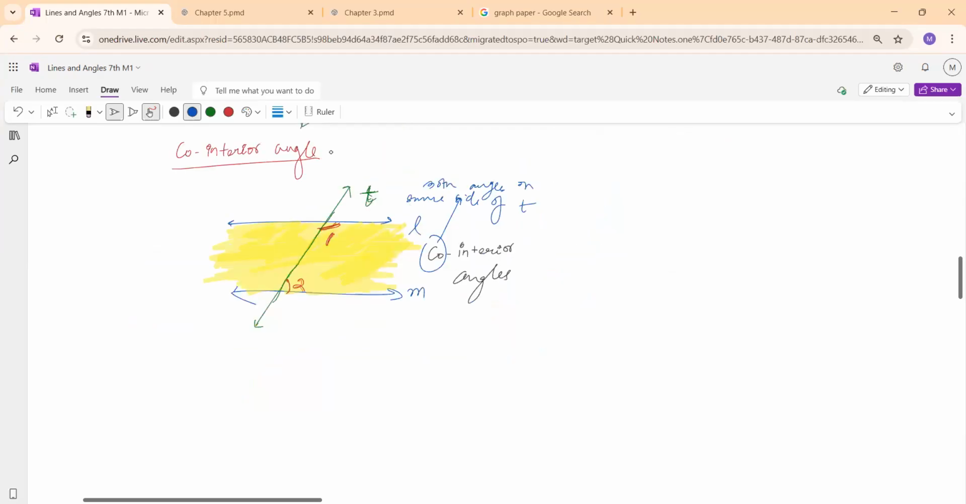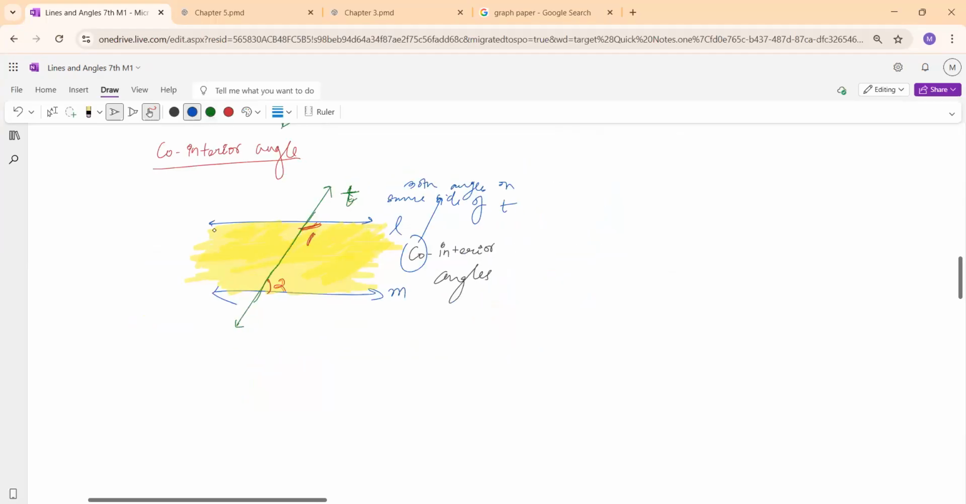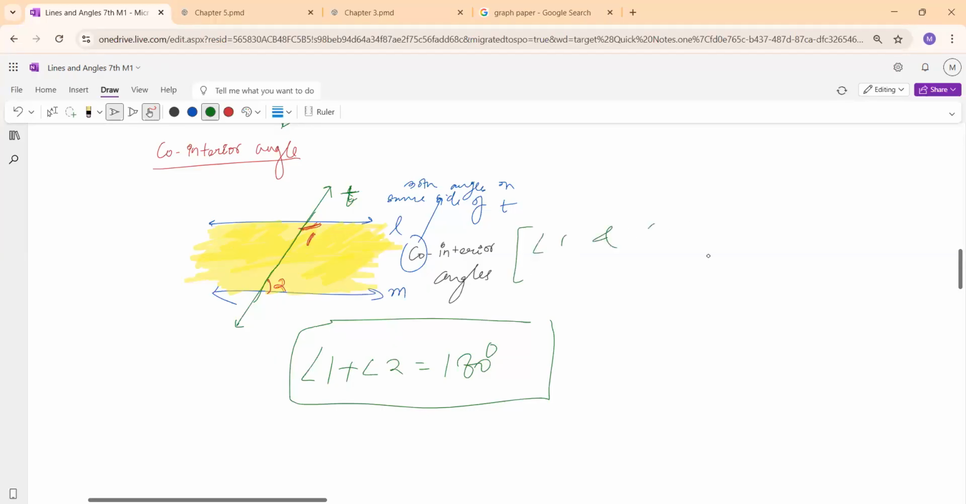Now, what is the point of these co-interior angles? The point is co-interior angles are supplementary. Therefore, angle 1 plus angle 2 is equal to 180 degrees. Okay, guys, angle 1 plus angle 2 are 180 degrees. Their sum is equal to 180 degrees. Is this clear, guys, all of you?